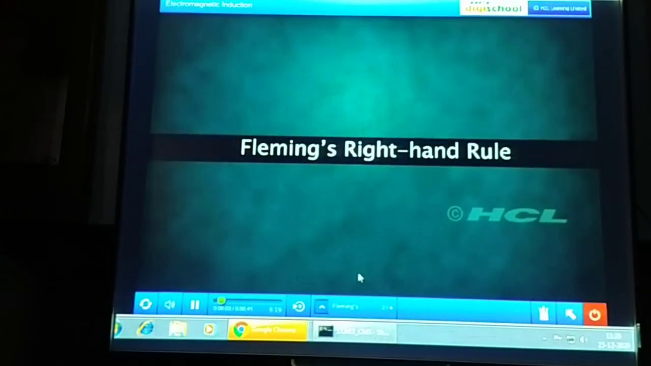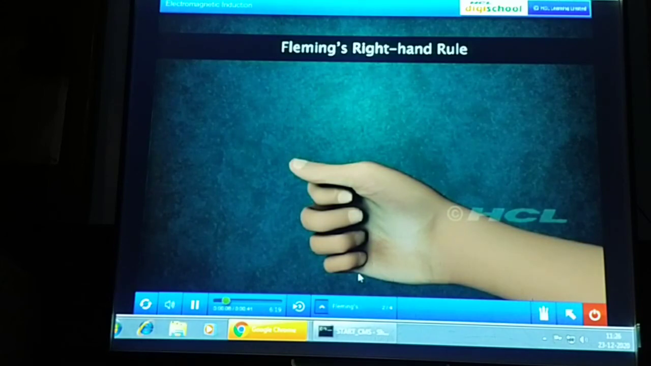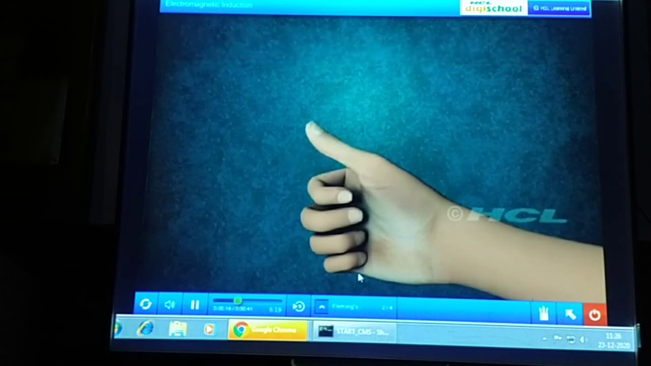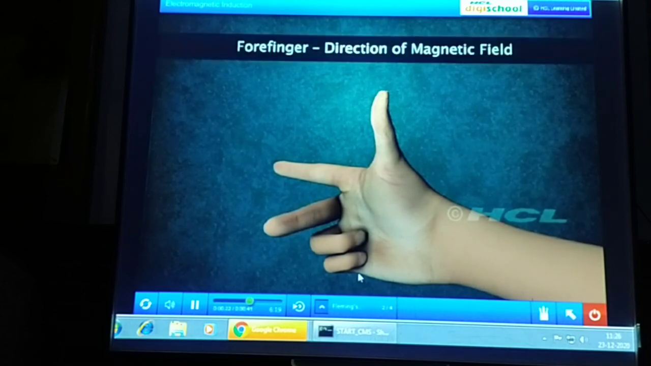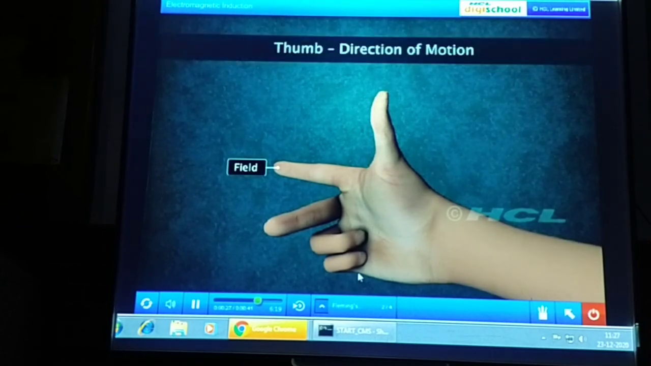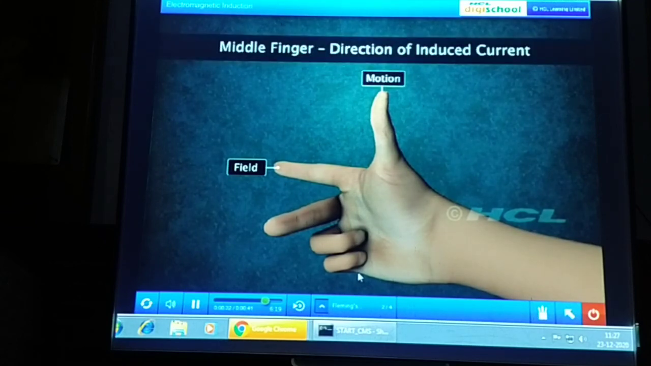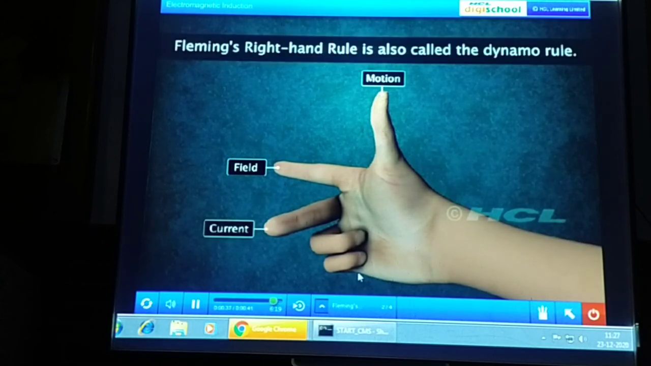Fleming's right hand rule. In order to discover the direction of an induced current, we can follow Fleming's right hand rule. Stretch the thumb, forefinger and middle finger of the right hand so that they are perpendicular to each other. The forefinger indicates the direction of the magnetic field. The thumb shows the direction of the motion. The middle finger shows the direction of the induced current. Fleming's right-hand rule is also called the Dynamo Rule.